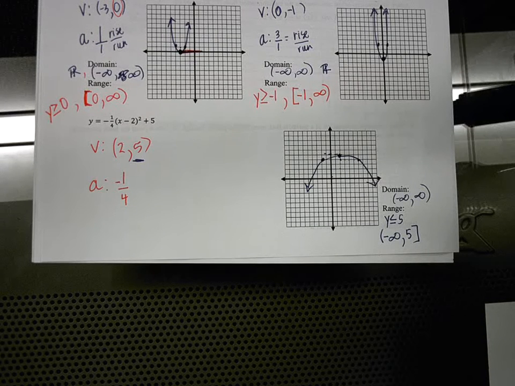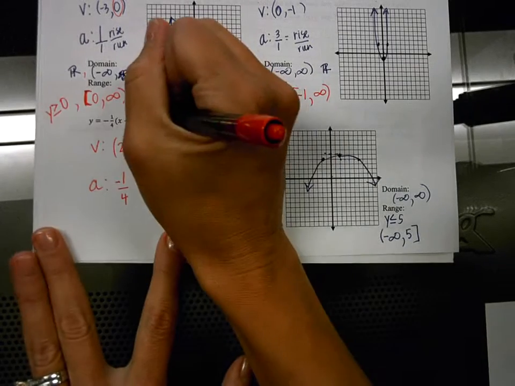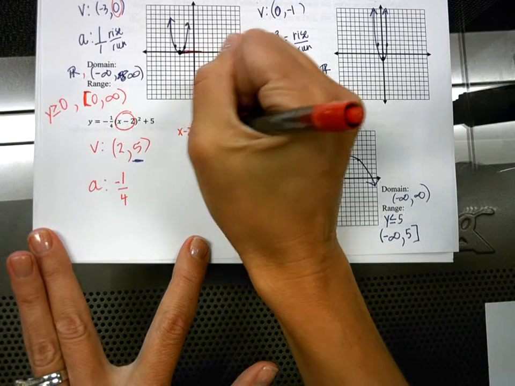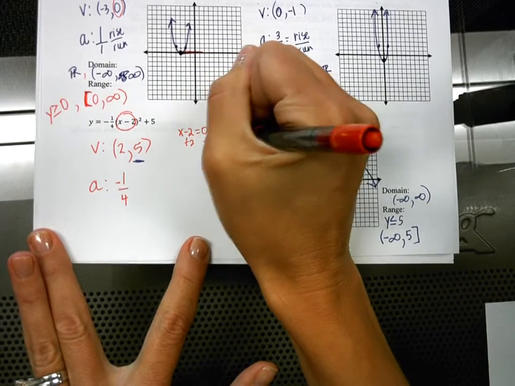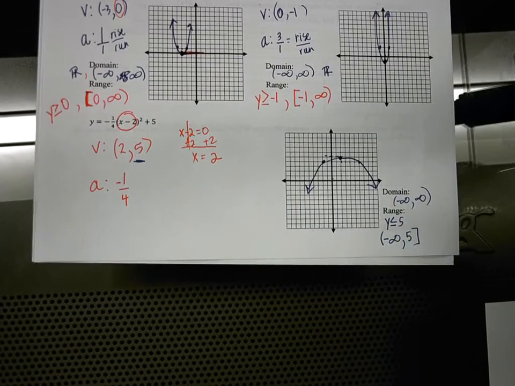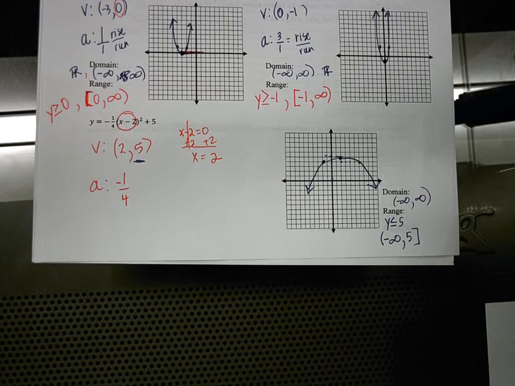Okay. Are there any questions so far? Anything that is a little confusing that you want me to talk about? Yes. So the x in the vertex always comes from here, okay? We would go x minus 2 equals 0, and you add 2 to both sides, and you get x equals 2. So a lot of times we just remember that whatever sign is in there ends up becoming the opposite of that sign.